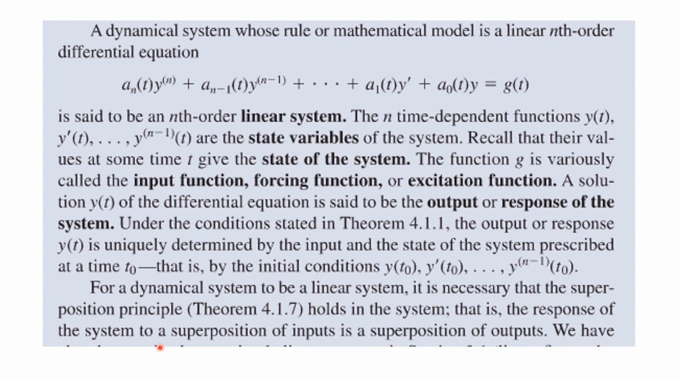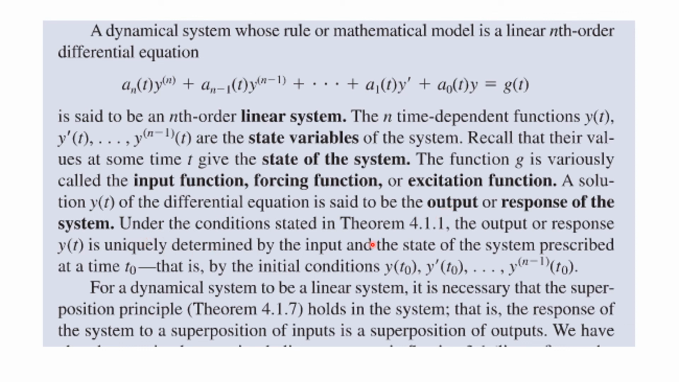Just to review some different terminology that's sometimes used. A dynamic system whose rule or mathematical model is a linear nth order differential equation shown here is said to be an nth order linear system. The n time-dependent functions y of t, y prime of t, all the way up through the n minus first derivative are called state variables of the system. Recall that their values give the state of the system. The function g of t, the right-hand side, is variously called the input function, forcing function, or excitation function. A solution y of t of the differential equation is said to be the output or response of the system.